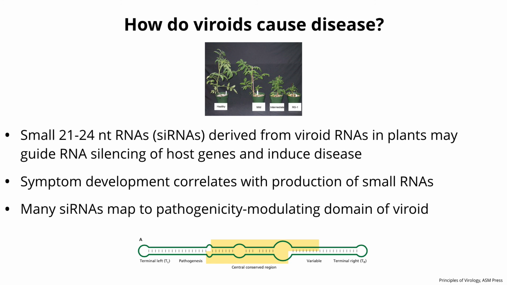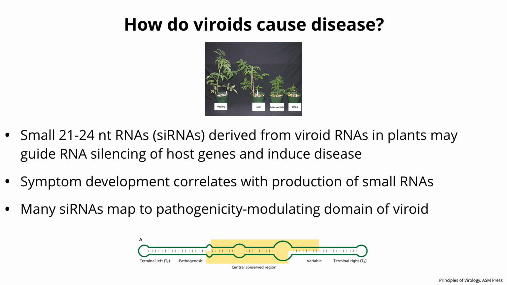All right, so it's funny that the very defense system, this intrinsic small RNA defense system, which is meant to prevent viruses from infecting plants, is used by the viroid to cause disease. It's not actually clear that disease is so important for transmission of viroids. It does happen, and it may be simply an unfortunate consequence. There's lots of evidence that small interfering RNAs are involved in viroid disease production.